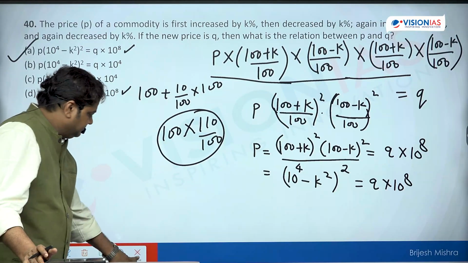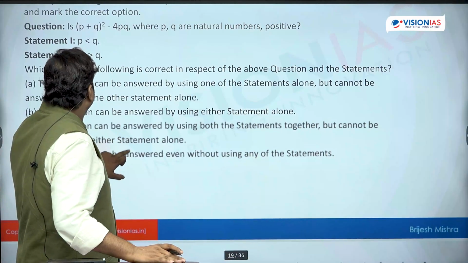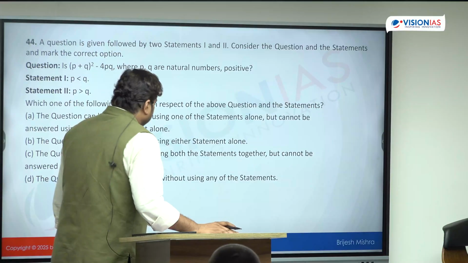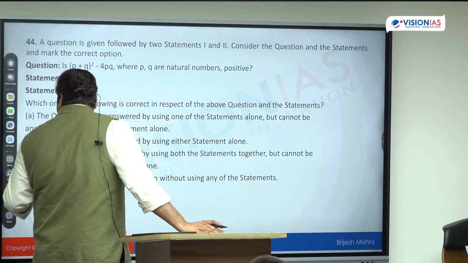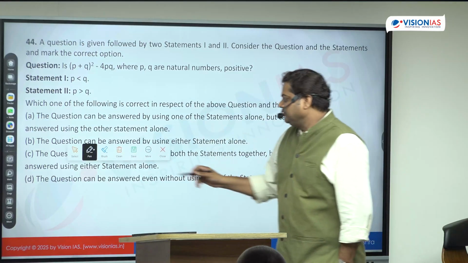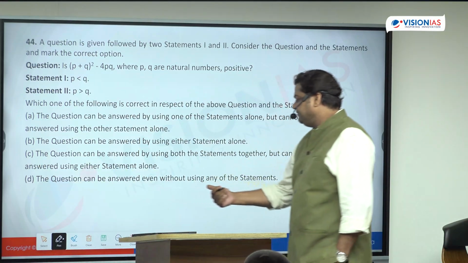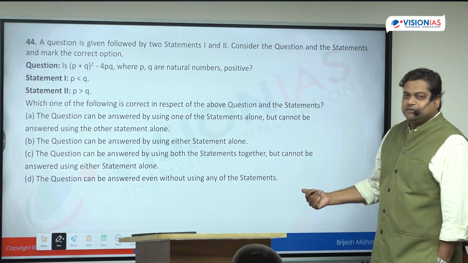Next. See this question. So data sufficiency, a new type. Why this is a new type? Because of the options. The question can be answered even without using any of the statements.